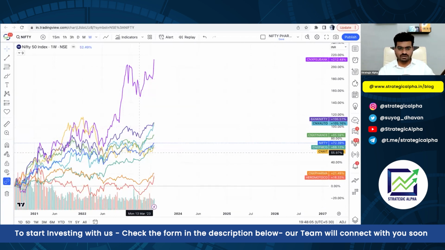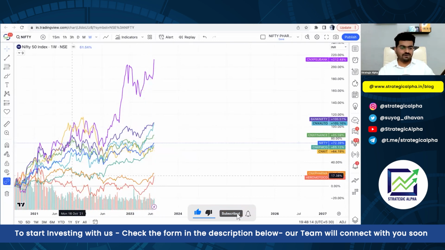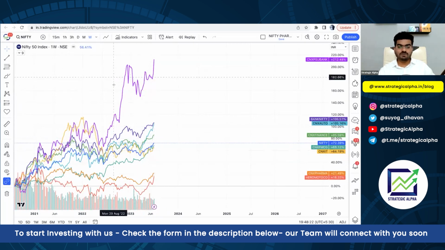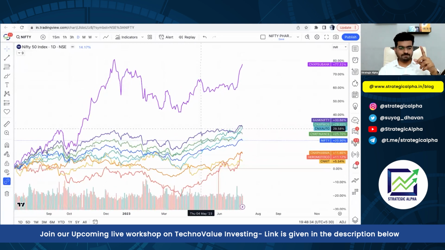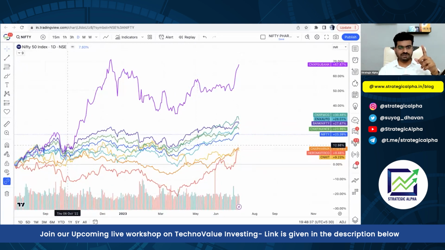Nifty is in blue color, so this is Nifty, and this is Bank Nifty. If your stocks are not placed in Bank Nifty, you have underperformed. Meaning if you don't own bank stocks, you have underperformed since COVID. And if you don't own PSU bank stocks, you have underperformed since COVID. Now, if we look at it from a shorter perspective, even from a 1 year perspective, from October 2022, PSU banks have been the clean outperformers compared to all others.